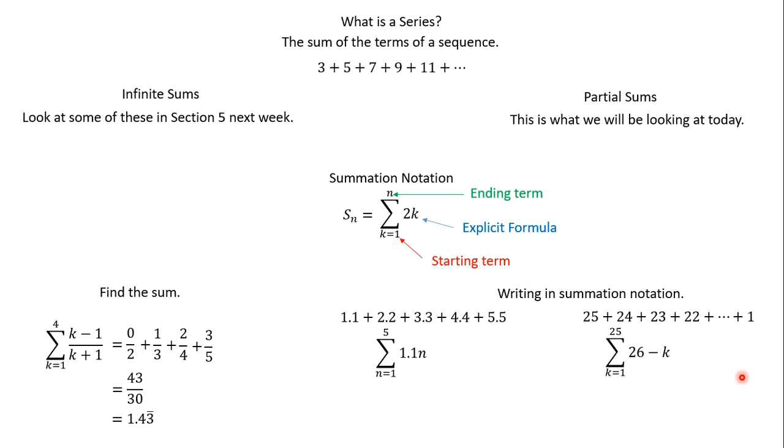You could have gone 25 minus k and then gone from the 0th to the 24th term. But again, I'd usually start with k equals 1. It just makes things easier. All right. Well, that's what the notation is.